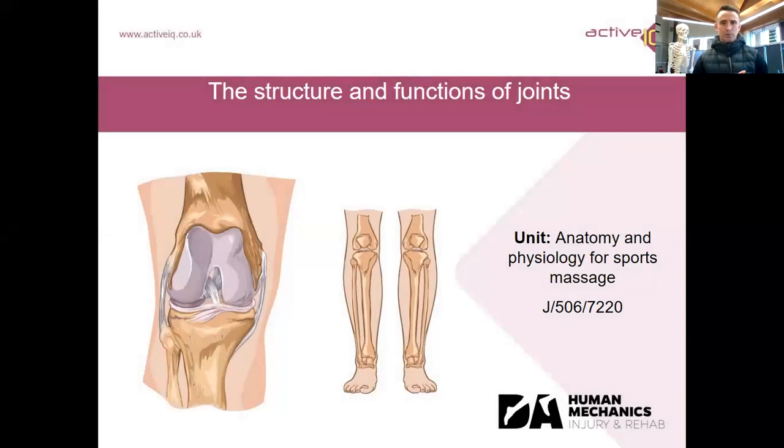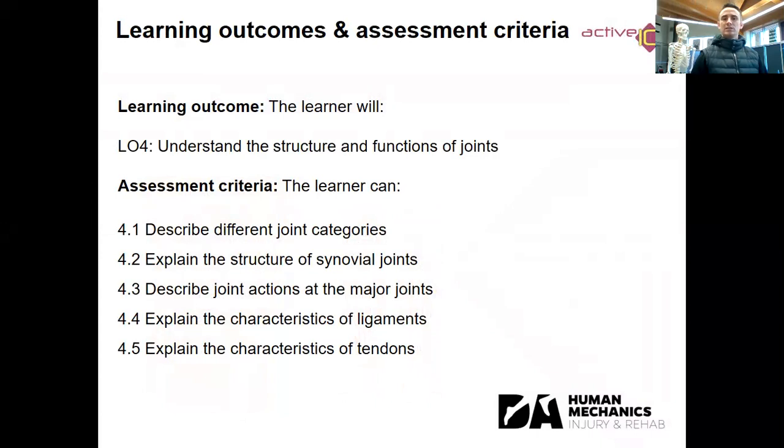Okay, here we go. So section 4, again, is all about the joints. So we need to understand the different joint categories, okay? The majority of the learning or the understanding that you will need to remember is about the synovial joints in particular. But you need to be aware that there are other categories of joints. So you're going to be able to describe the different joint categories. Again, pay close attention to the verbs that are used.